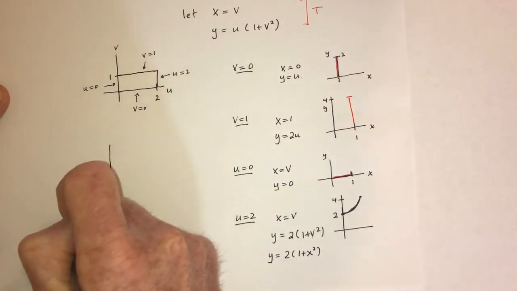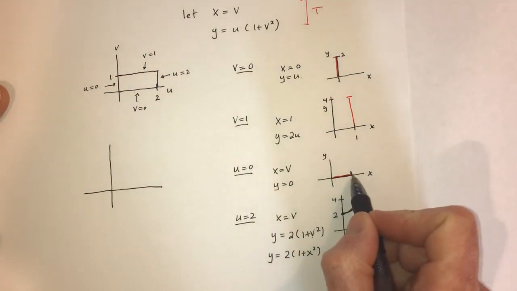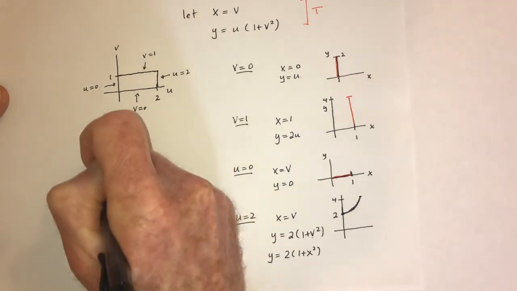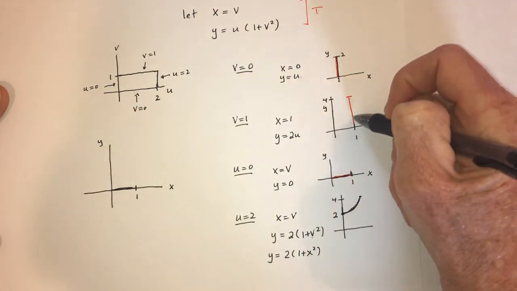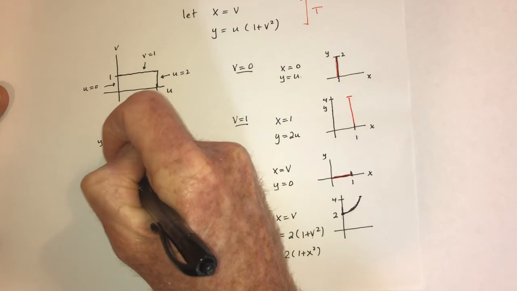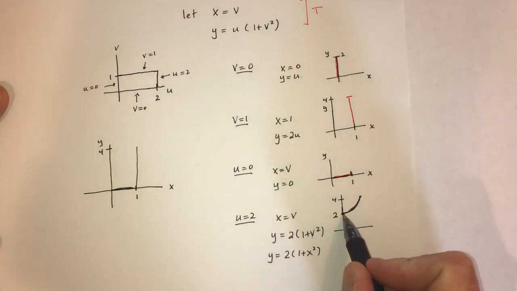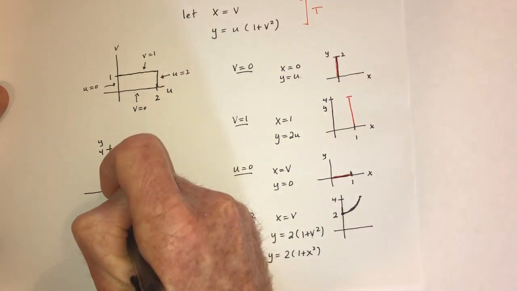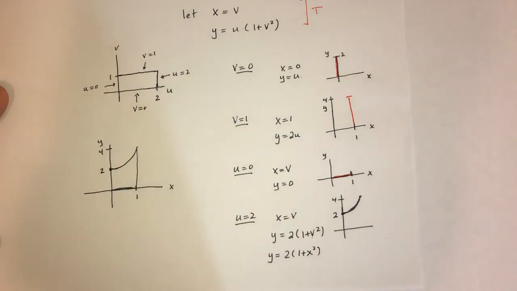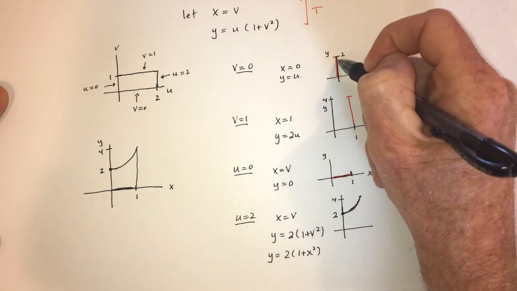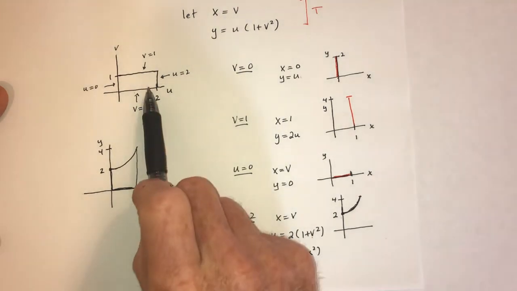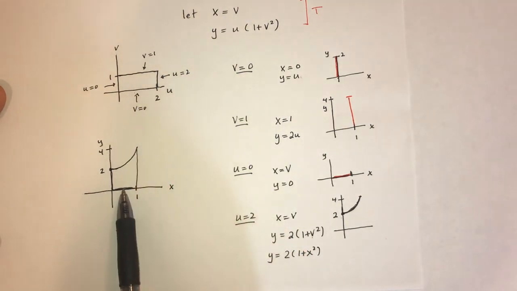So finally, put the pieces together. So the bottom part goes from 0 to 1. The right side goes from where x equals 1, and then it goes up to 4. This is a parabola piece, which starts right here at 2, and then goes up to 4. And then this side is on the y-axis, and it goes from the bottom up to 2. So there we go. This is the original region, and then it got transformed into this region.